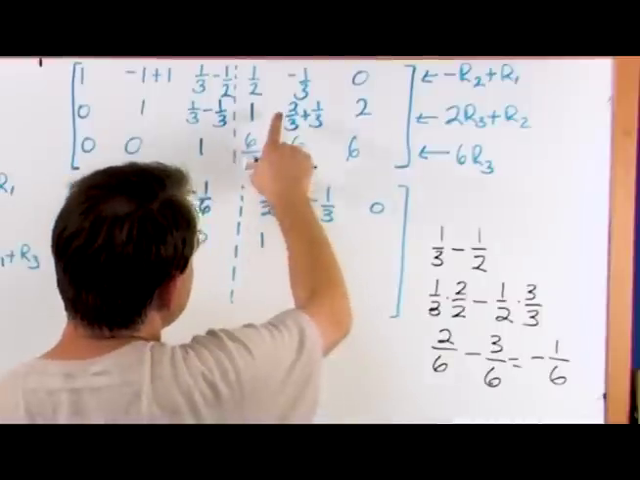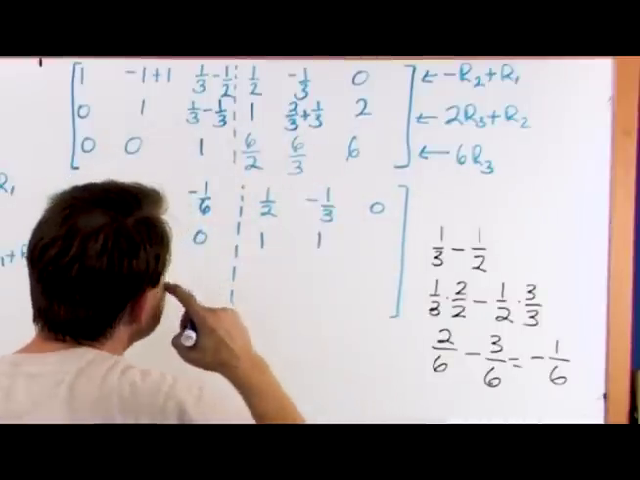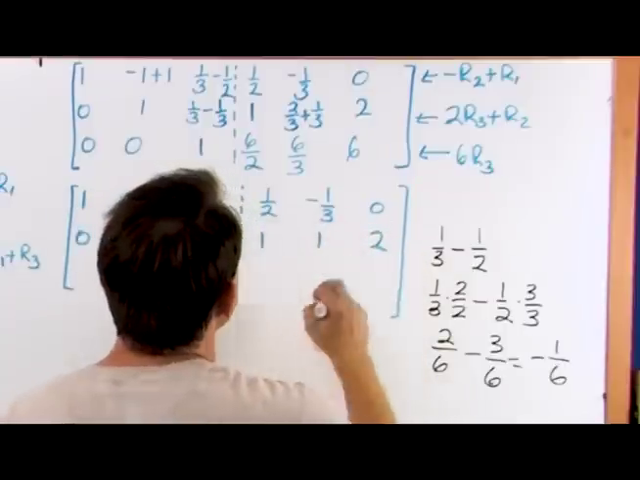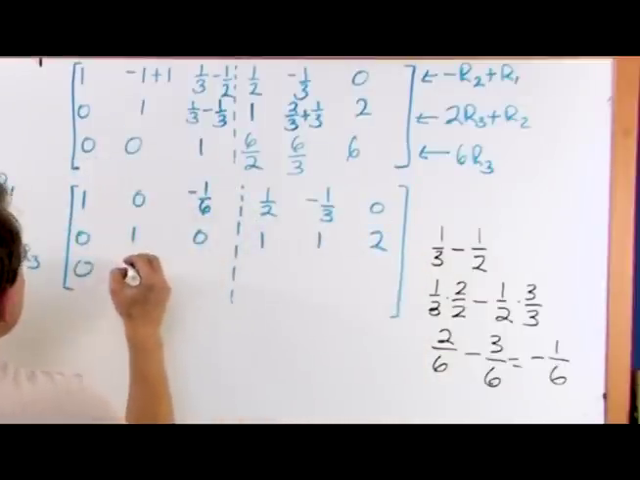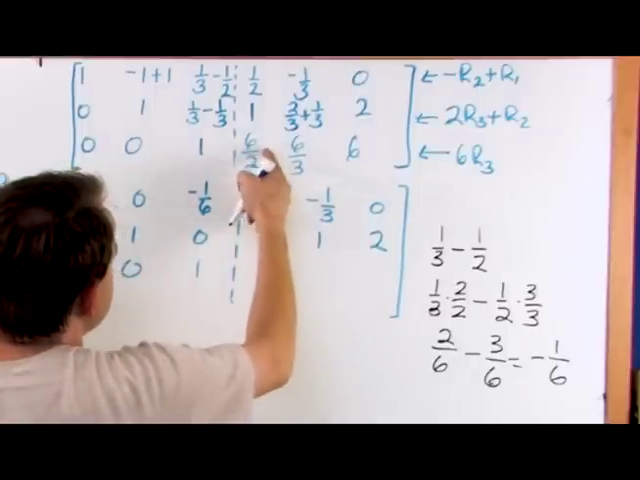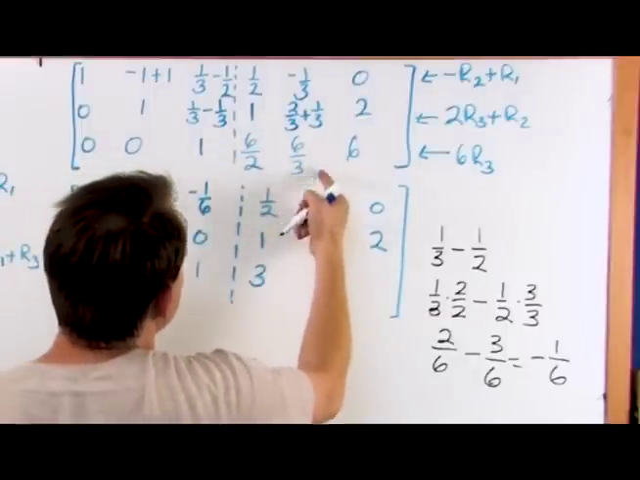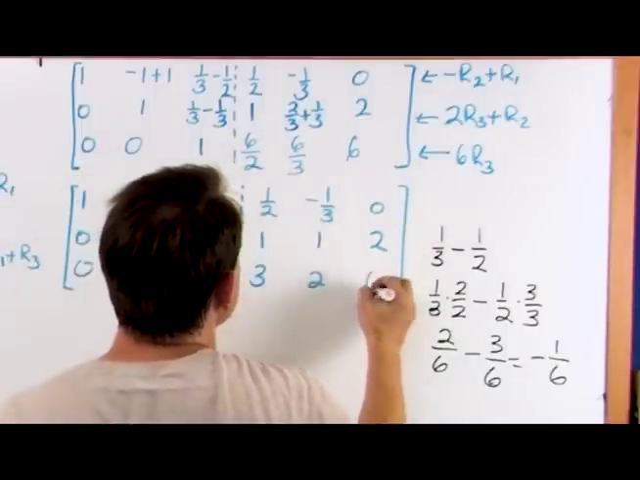You can see right there that's going to give you 3/3, which is going to give you 1. And then you're going to have the 2. And then over here you're going to have 0, 0, 1. 6 divided by 2 is going to give you 3. 6 divided by 3 is going to give you 2. 6 is just going to come along for the ride.